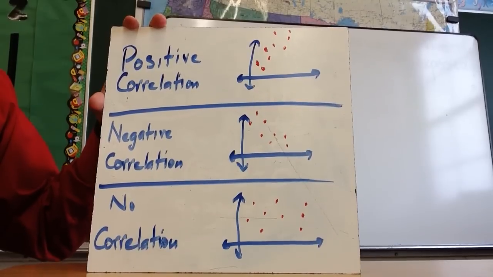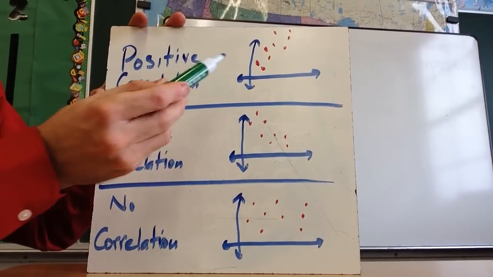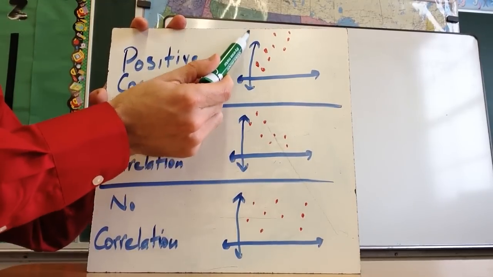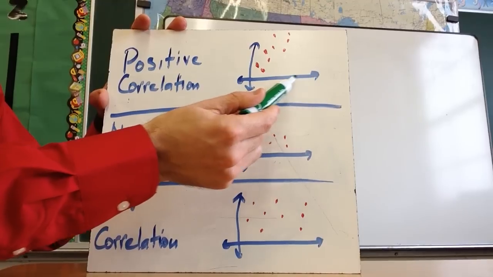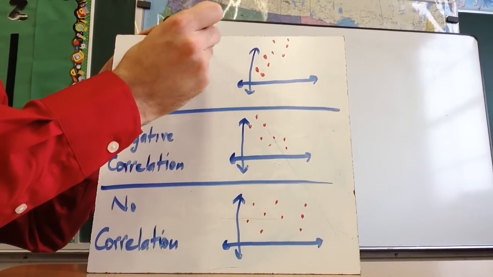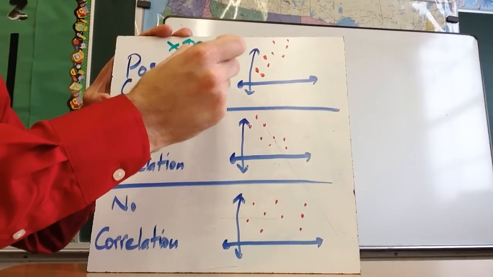The first one is a positive correlation, and what this means is that as x, which is this value, increases, y increases, and as x decreases, y decreases. So the idea is that x and y are moving together.